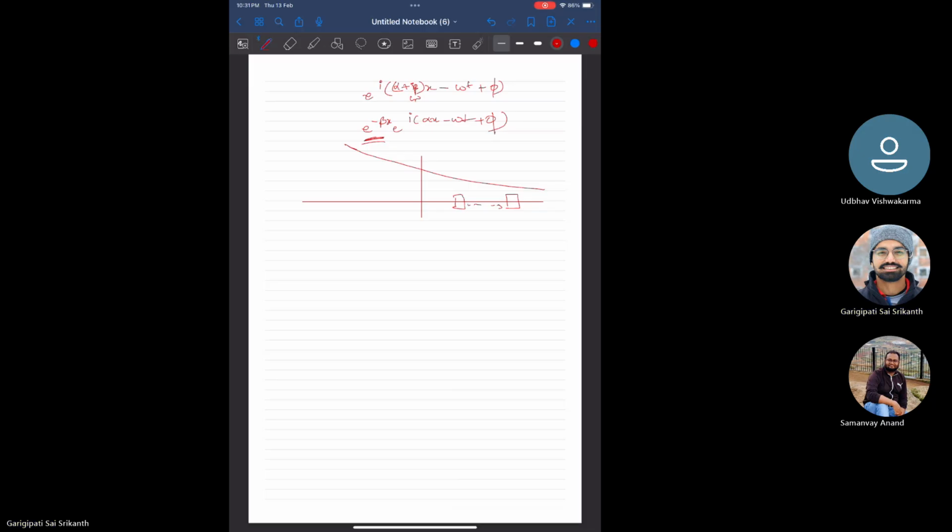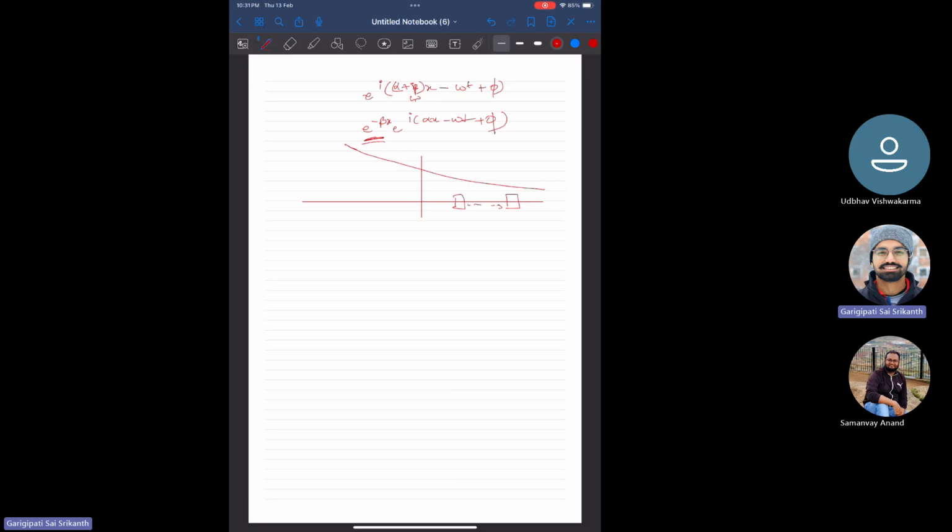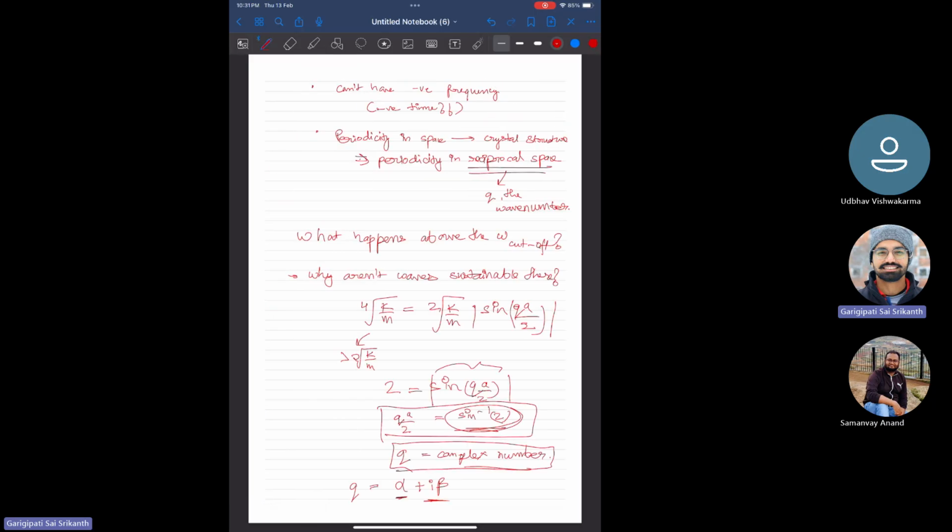So the decaying profile is not sustainable, right? So that implies that if q is a complex number, then the profile decays. That means that the wave cannot go from minus infinity to plus infinity. It's localized in some area. That's not a sustainable, stable, propagating wave.